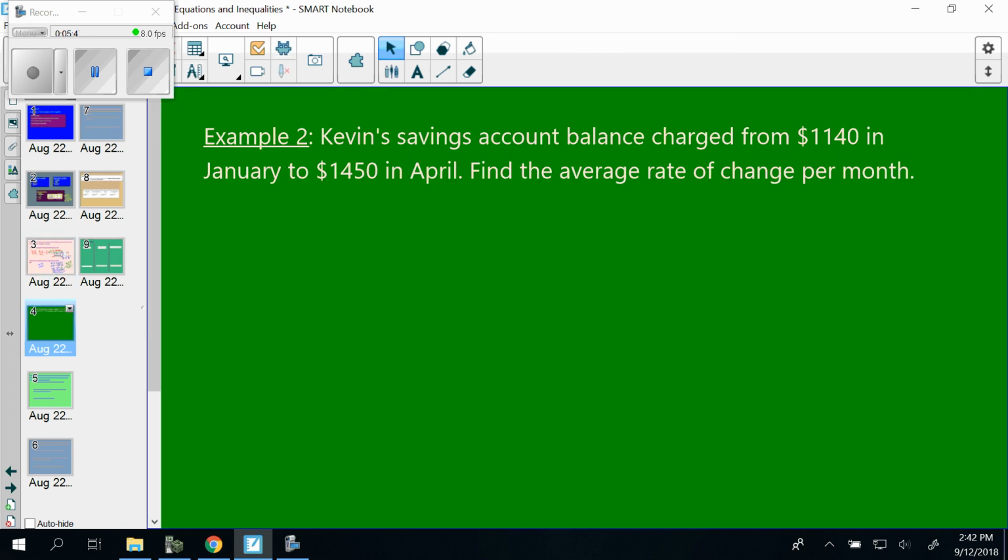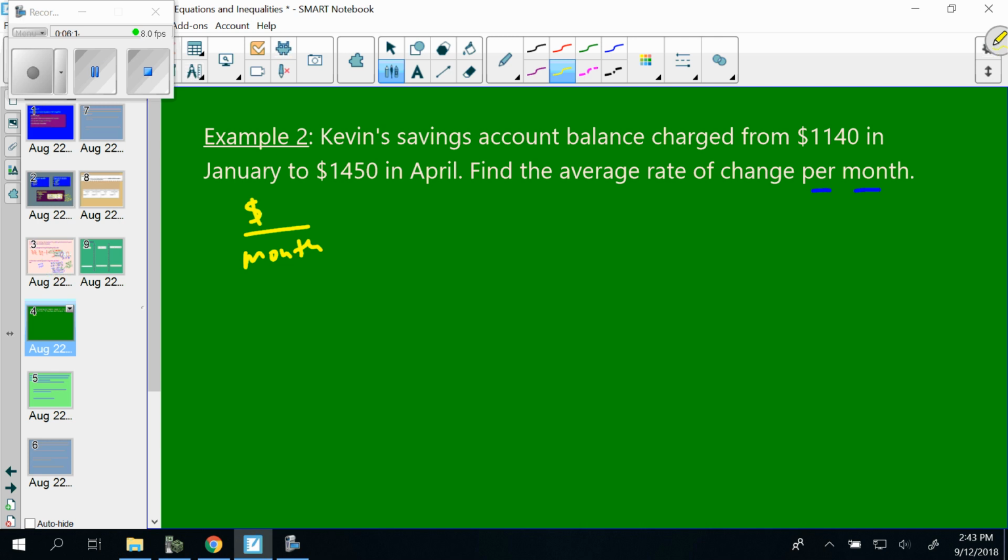Okay, second example. Kevin's savings account balance changed from $1,140 in January to $1,450 in April. Find the average rate of change per month. You can see here that "per month" tells us we want months on the bottom, and we want the money on top.